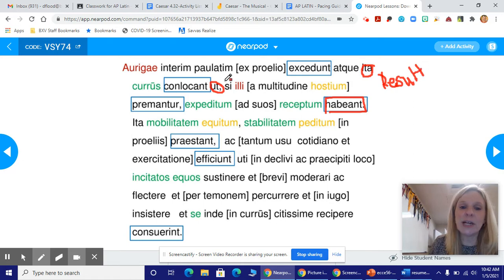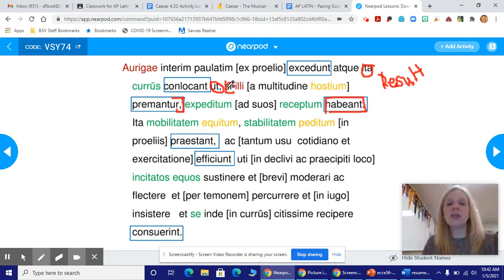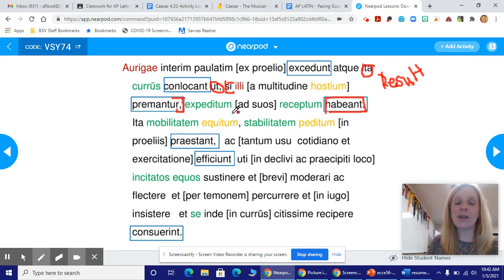Within that result clause, we actually have a conditional clause, which is fine. So just make note of that. So they position themselves in such a way that, if they are overpowered by the multitude of the enemy, they have a ready retreat to their own men.